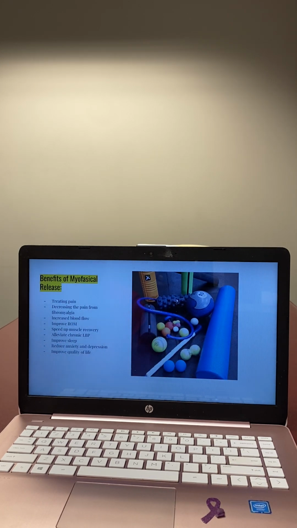So what are the benefits of myofascial release? So first and foremost, treating pain. And then we have decreasing the pain from fibromyalgia. And then increased blood flow, improving range of motion, speeding up muscle recovery, alleviating chronic lower back pain, improving sleep, reducing anxiety and depression, and overall improving the quality of life.